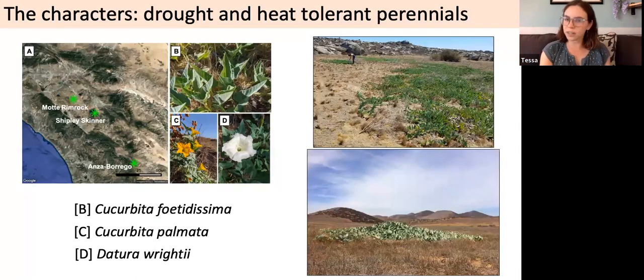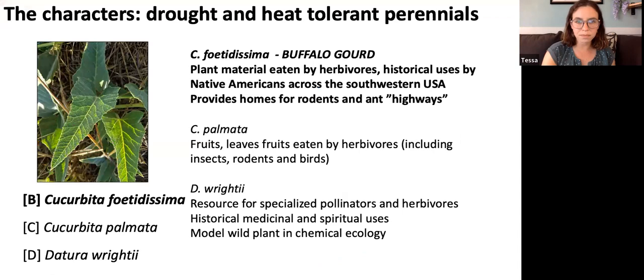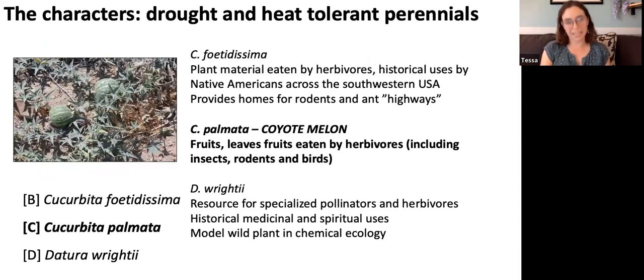Here I'll introduce the characters of the story. There are three host plants. The first is Cucurbita foetidissima, commonly known as buffalo gourd. This is a plant that is eaten by herbivores and has historical use by native people in the Southwest. The leaves and fruit are edible, and the roots are useful as soap. These plants also provide homes for rodents and ants, which walk across them as highways. I've seen a lot of native fire ants on this plant and the next plant.